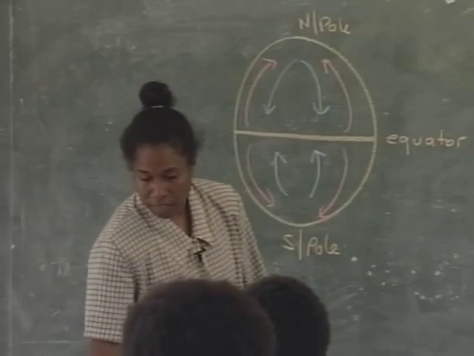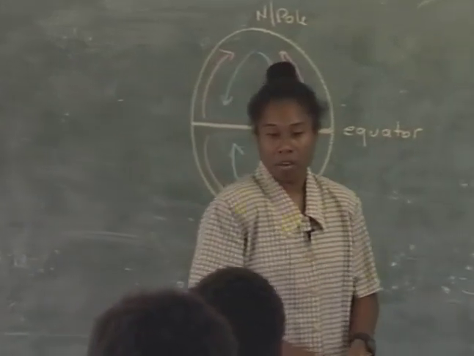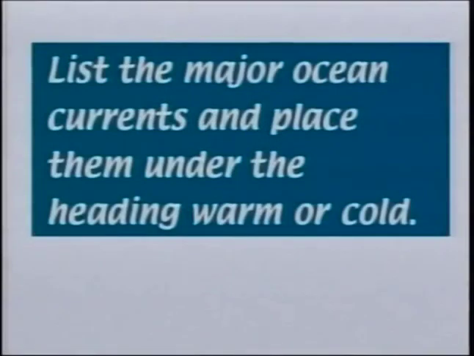Okay, let's look at the activity now, and our activity will require us to use our atlas, and let's make a list then of the different ocean currents under the headings warm currents and cold currents. I'll give you 5 minutes.